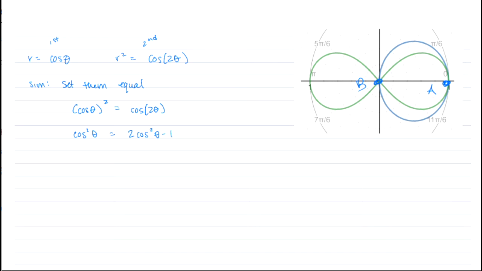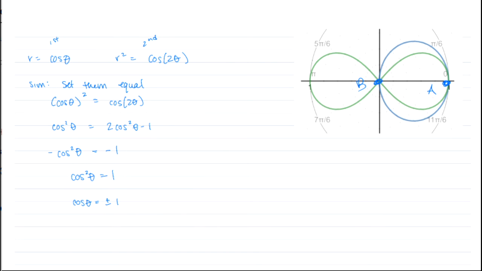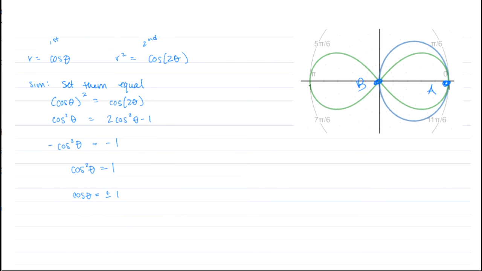Okay, so then I'm going to move this 2 cosine squared over. Subtracting 2 cosine squared from both sides, I get negative cosine squared theta equals negative 1. So I have cosine squared theta equals 1, dividing both sides by negative 1. And then I am going to take a square root on both sides. So cosine theta equals plus or minus 1. When you take a square root, you need to account for plus or minus, since it could be positive or negative.